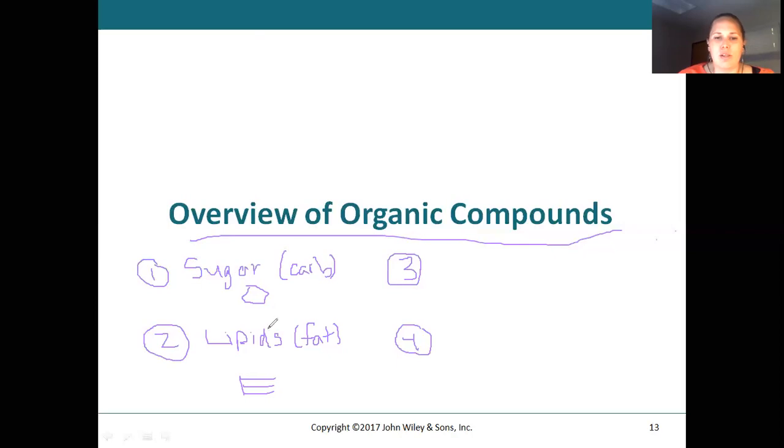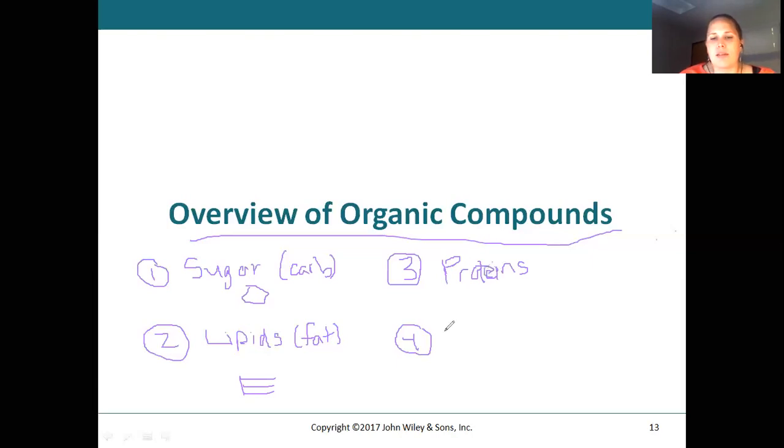So you've got sugars, lipids. We'll talk about proteins. I keep alluding to proteins. Gosh, this handwriting is terrible. Proteins are the building blocks of cells. They do a lot of the functions. We'll talk about enzymes, which are a type of protein. So proteins, that's a B.